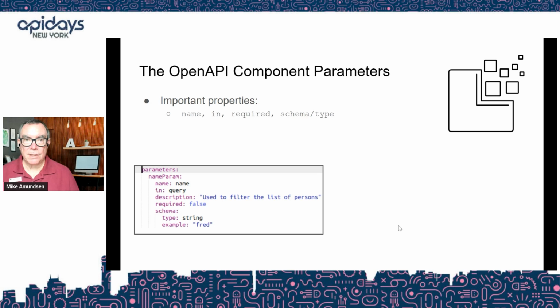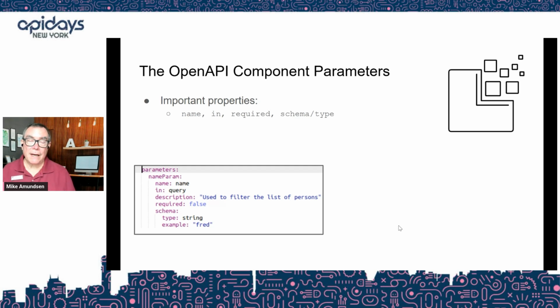Every parameter, such as something that will appear in a query string or in the body of a post or a put, needs to be defined. It has a name, it has a location. In this case, the name of the parameter is name, because we're going to do a filtering search, and it's going to appear in the query, not in a message body. We've got a description, we've got whether or not it's required, and a little bit of information about the schema.